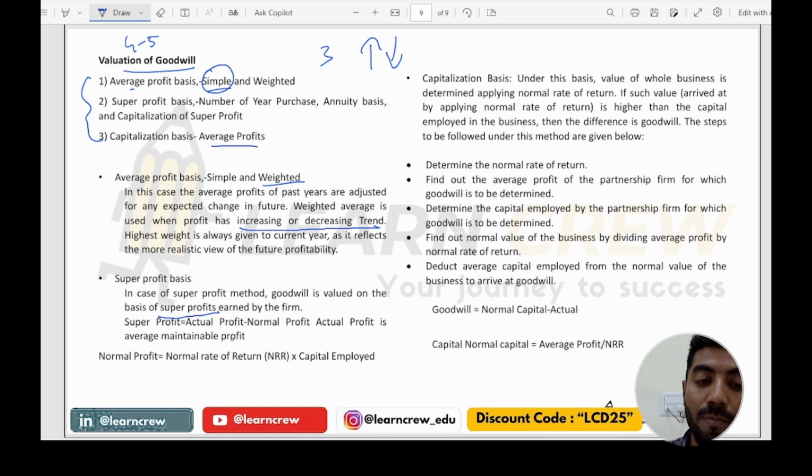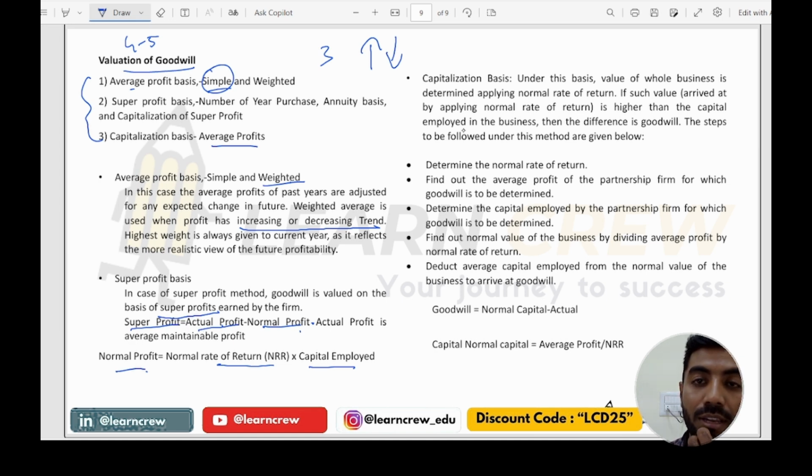Super profit is equal to actual profit minus normal profit. Actual profit is the average maintainable profit, which we would have got in the question. But how do we find normal profit here? Normal profit is the normal rate of return, which will be given in the question, multiplied by the capital employed, which will also be given. So when you multiply that, you'll get the normal profit. When you subtract normal profit from actual profit, you get the super profit. The difference is the super profit, if it is positive.